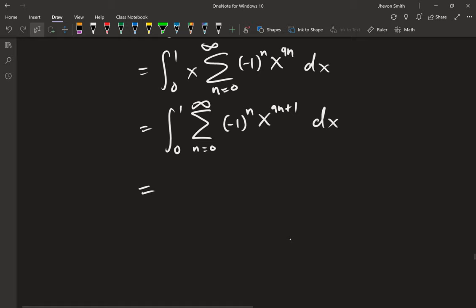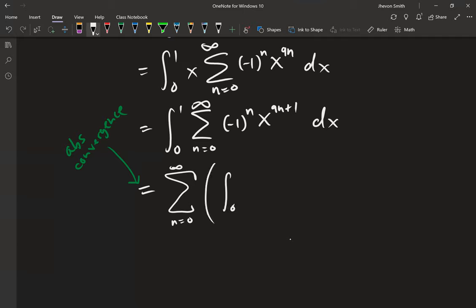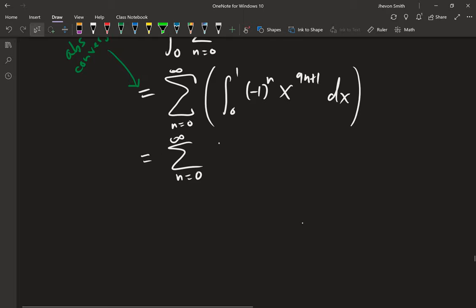Now, I am allowed, because of absolute convergence, to actually switch the series and the integral. And I'm going to do the integral part first, which at this point, that's not bad. I can actually just use the power rule on that guy. So here, I'm going to integrate. So (-1)^n is a constant as far as the integral is concerned because it's dx. I am going to add 1 to the power and divide by the new power. And of course, I'm plugging in 0 and 1.